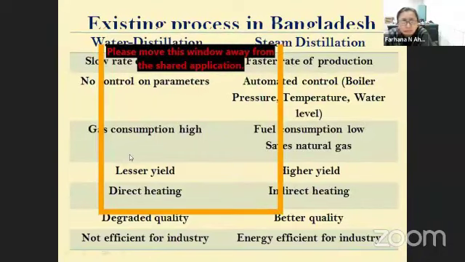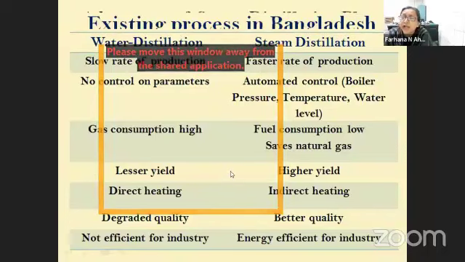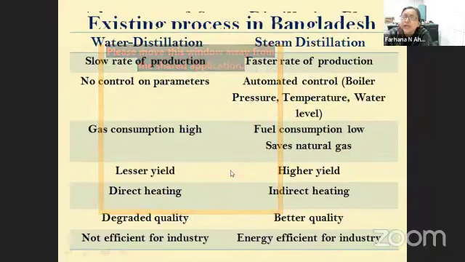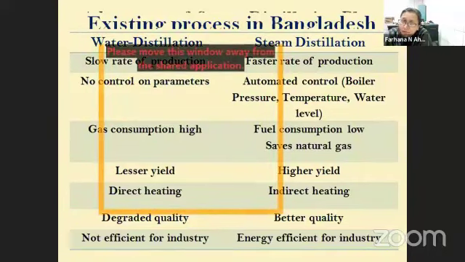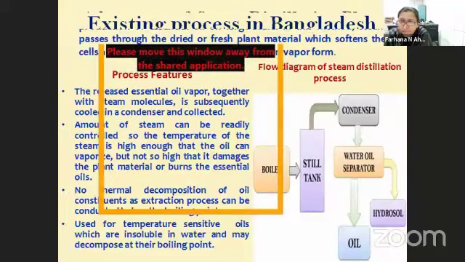There are some advantages of steam distillation over water distillation. We get a higher yield in steam distillation, pressure, temperature and water level can be controlled, and the production rate is also faster. Since the heating is indirect, we get better quality essential oils, and it is also energy efficient for industry.